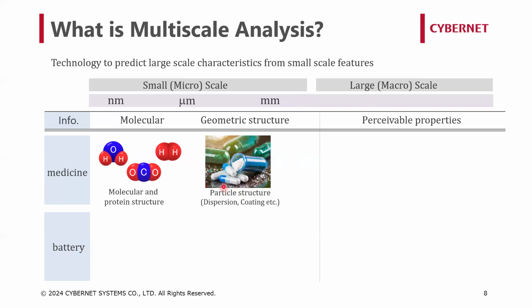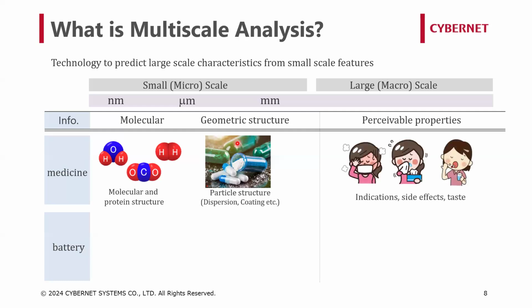On the other hand, one scale larger than that, also called the mesoscale, is a state of dispersion or coating if the drug is in powder form. For example, if you want to deliver a drug to the intestine, we don't want it to be dissolved by stomach acid after swallowing. So the desired drug delivery can be achieved by coating. Then this information at small scale dominates macroscopic characteristics, such as placebo properties, efficacy, medicine side effects, and taste.